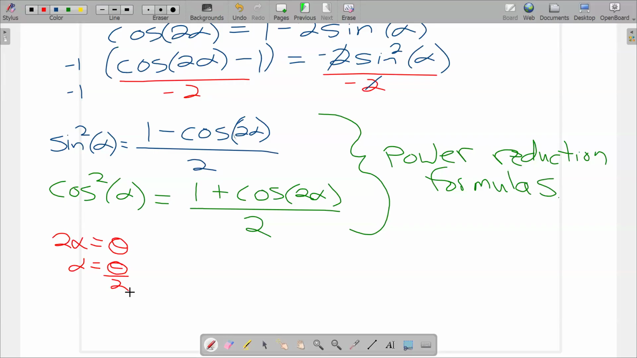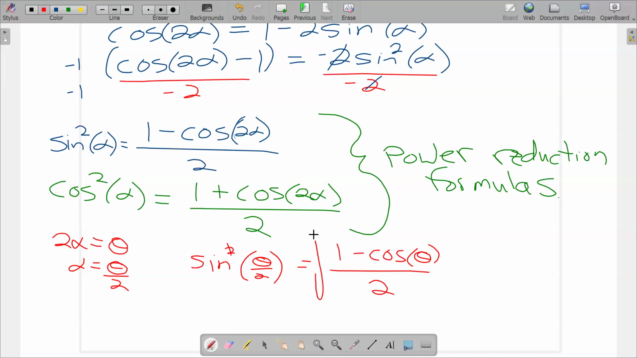So if we replace in the equations above the alpha and the 2 alpha with their theta versions, then for the first one, the sine squared of theta over 2 is equal to the fraction 1 minus cosine, and instead of 2 alpha, I'm now calling that theta, over 2. And I could get rid of the square by taking the square root, and then I would have to throw a plus and minus in there to compensate.